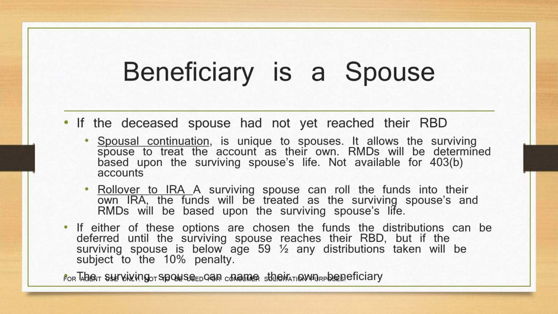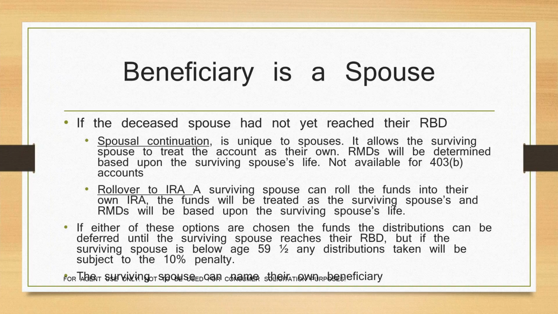Treating the account as a spouse's own in place is technically not available for a spouse inherited 403B account. However, rolling that inherited 403B account into the spouse's own IRA is available. So that's the technique that must be used if you're dealing with a 403B account and you want the spouse to be able to treat the account as her own for minimum distribution purposes.